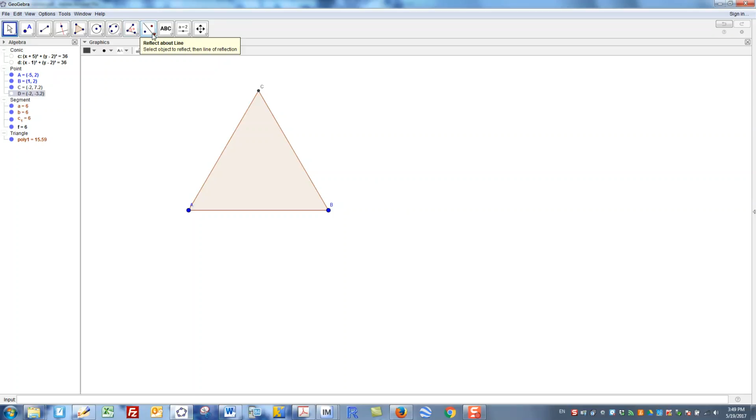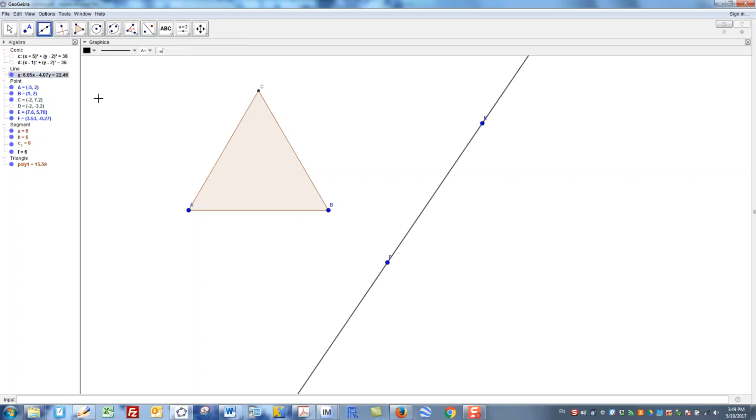All of the transformation objects are under here, the fourth from the right. I'm going to go ahead and reflect something about a line. To do that, I'm going to add a line in here first of all. And what I'm going to do is put a point out here, and I'm going to reflect that point in the line. So it says select an object and then a line of reflection. So I click on that, I select this object and a line of reflection.